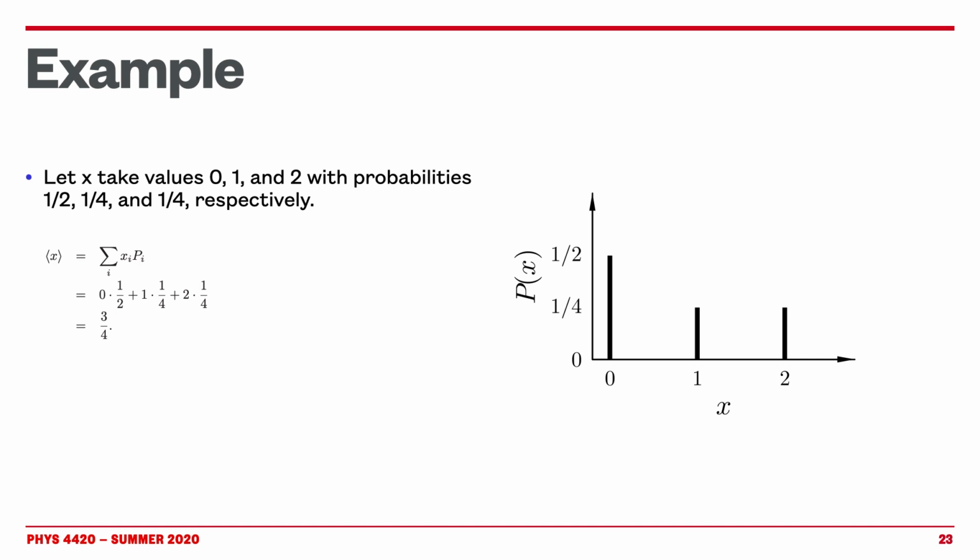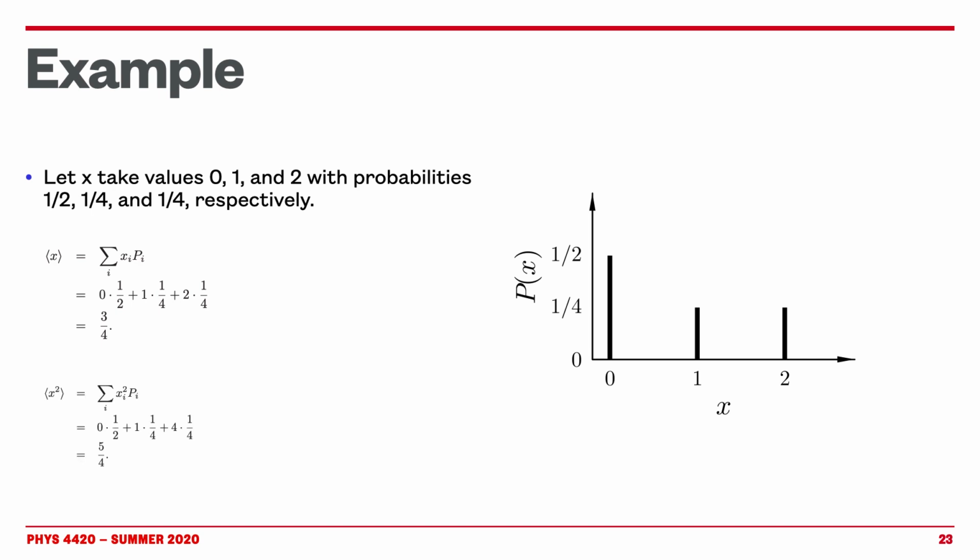if you were performing this experiment many, many times, on average, you would expect the value to be 3/4. So what's interesting, of course, about this value is that the expectation value is actually not a value that you can measure. Okay, it's the average value. So you see 3/4 will never be measured because the only possible values that you can measure are 0, 1, and 2. So that's an important note to make.